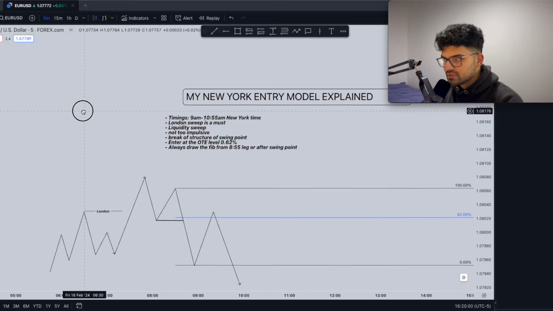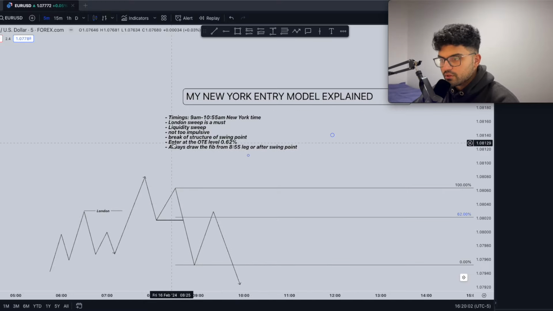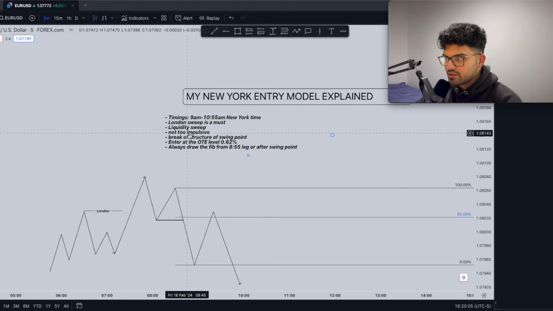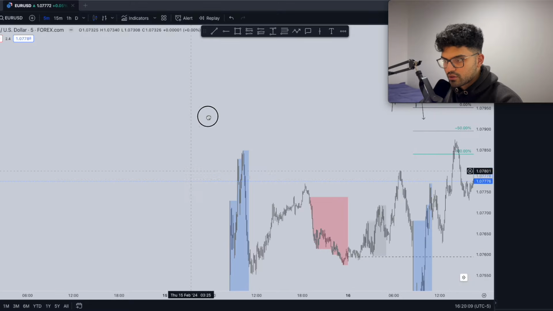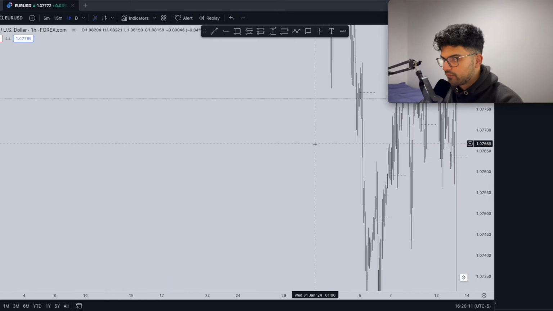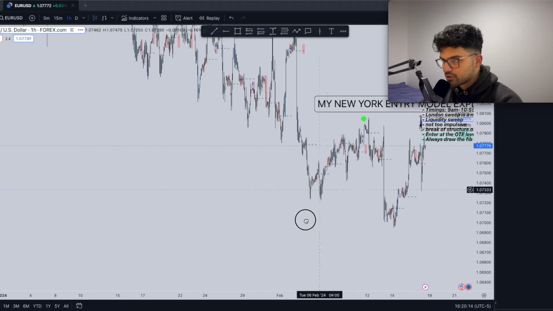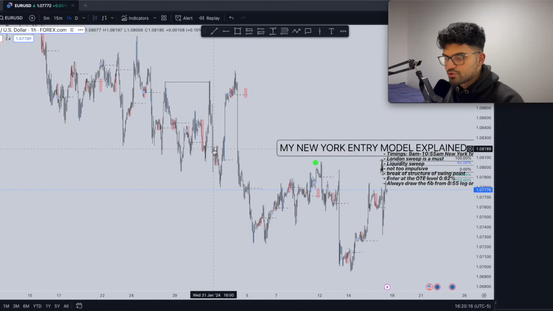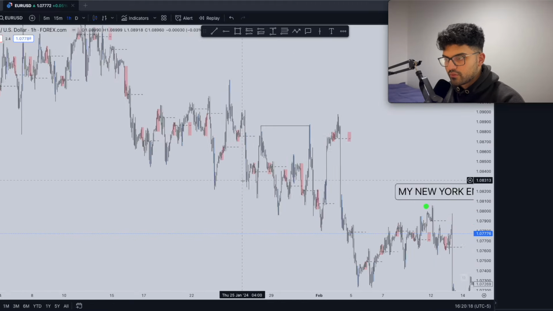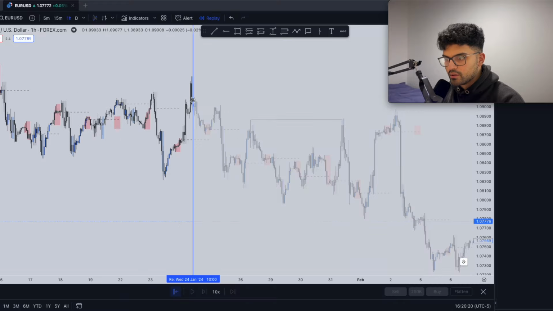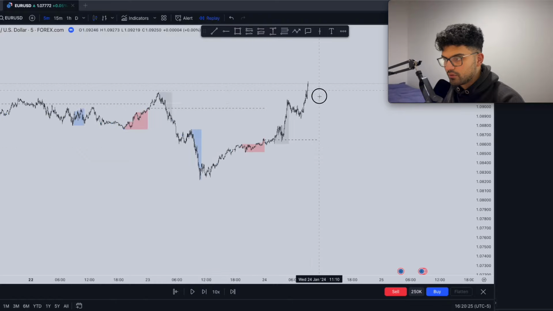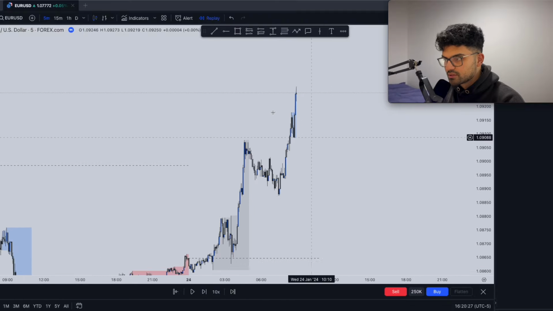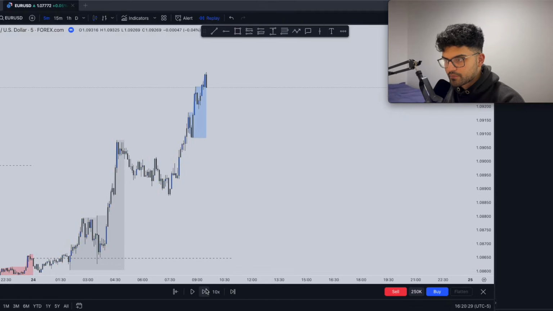Now, in terms of everything else, London sweep, liquidity sweep, that's pretty much it in terms of the New York entry model. I'm just going to show you an example of a trade that I took in New York, and this was quite a while ago actually, New York session. This was in January, I believe, 25th, something around here. Okay, let's see if we can go back that far. Yep, I believe this. Let me just confirm it.